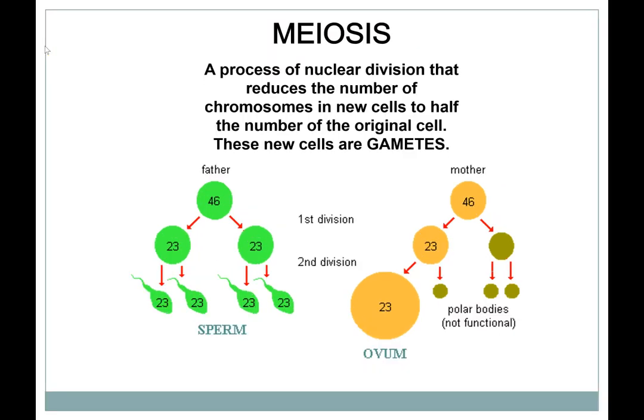Okay, so here's our definition for meiosis. Again, it's very similar, but it's giving you a completely different product at the end. Nuclear division, so same thing, right? The nucleus and the chromosomes are dividing. That reduces the number of chromosomes to half of the original cells. So we're going from diploid to haploid, and these new cells are what we call gametes. That's another way of saying sex cell, or you could also say sperm cells and egg cells.